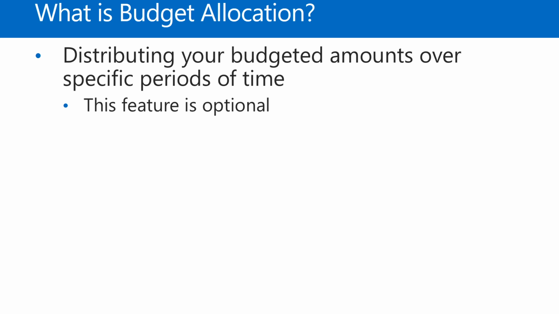Basically, budget allocation is a method of distributing your budget amounts over specific periods of time. And just note that the feature is optional. Two things that you get out of allocating your budget is basically control at different levels. So if you want to allocate your budget monthly, you can control things so you're not overrunning your budget monthly rather than in a lump sum, which is the default setting in Dynamics AX.